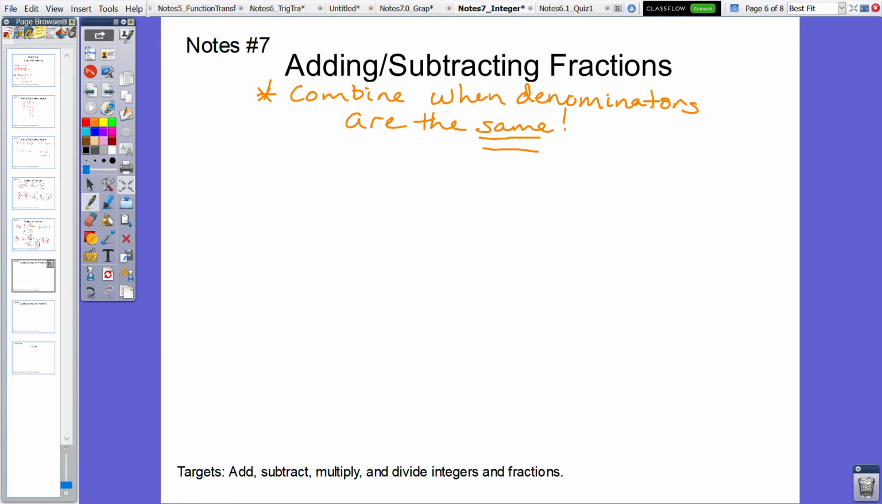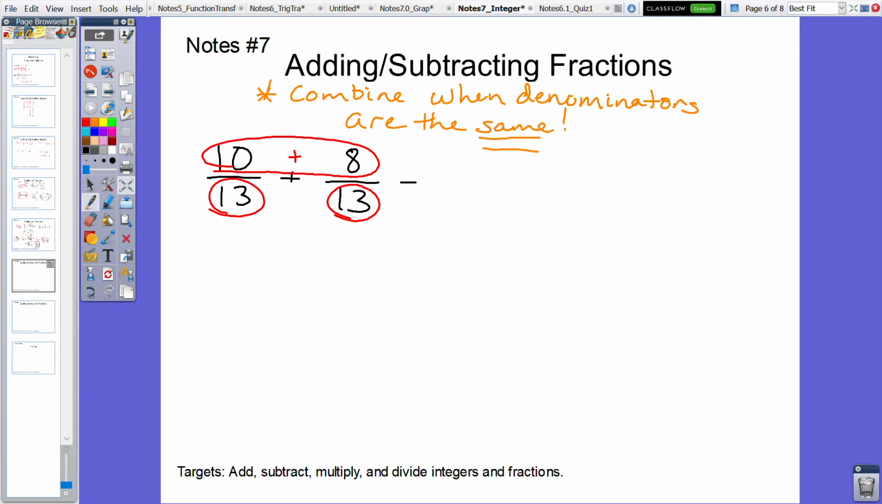For instance, let's say we have 10 over 13, something weird here, plus 8 over 13. Because these both have a denominator of 13, I can go ahead and add 10 to 8, which makes it a little bit easier. So 10 plus 8 is 18, and I put that over 13. So 10 13ths plus 8 13ths gives me 18 13ths. Much like when we combine like terms, if we had 10x plus 8x, that would give me 18x.